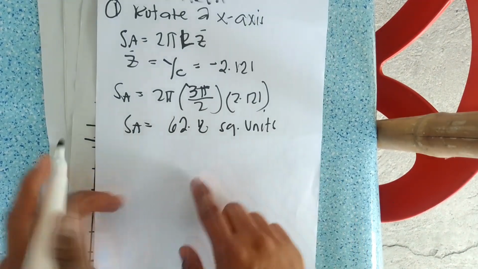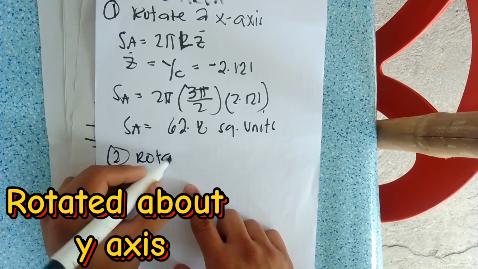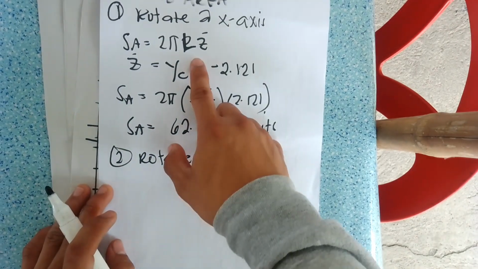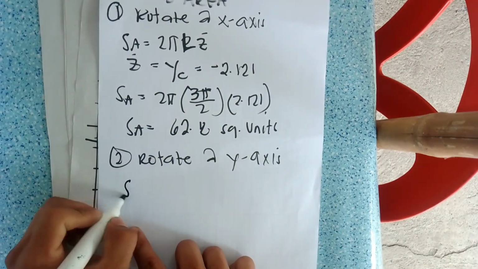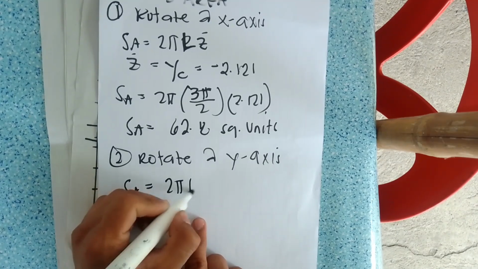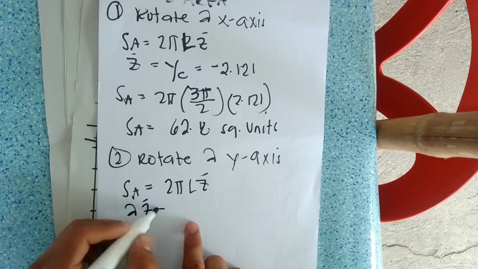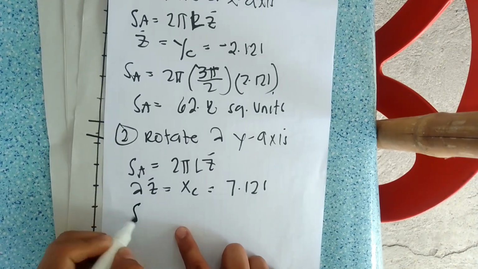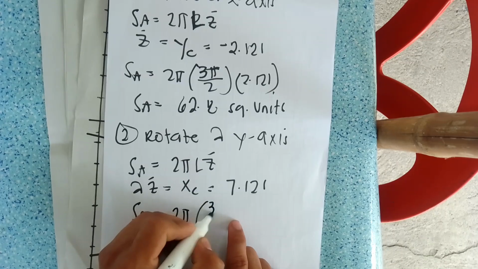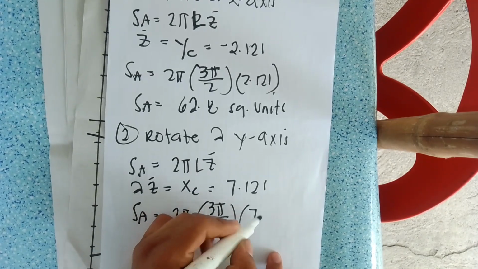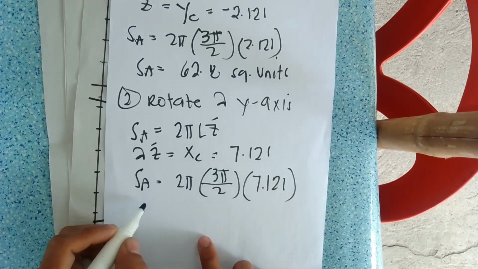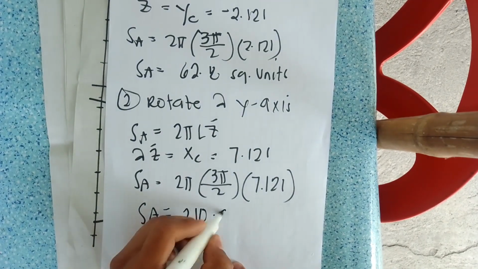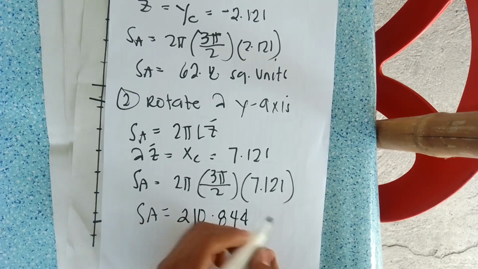Now let's try also to rotate it at y-axis. So we'll use this z bar, we'll use the x centroid. So SA therefore is equal to 2 pi L z bar at z bar is equal to xc, which is equal to 7.121. So therefore SA is 2 pi times 3 pi over 2 times 7.121. So therefore SA is 210.844 squared units.